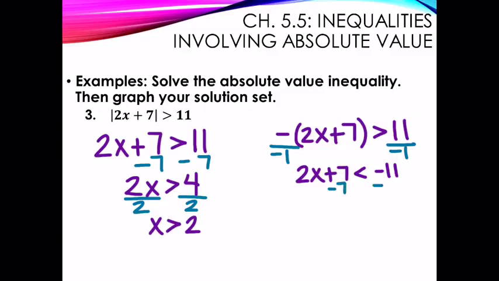So we're going to subtract 7 on both sides. So 2x is less than negative 11 minus 7, which is negative 18. We're going to divide by 2 on both sides. So now x is less than negative 18 divided by 2, which is negative 9.